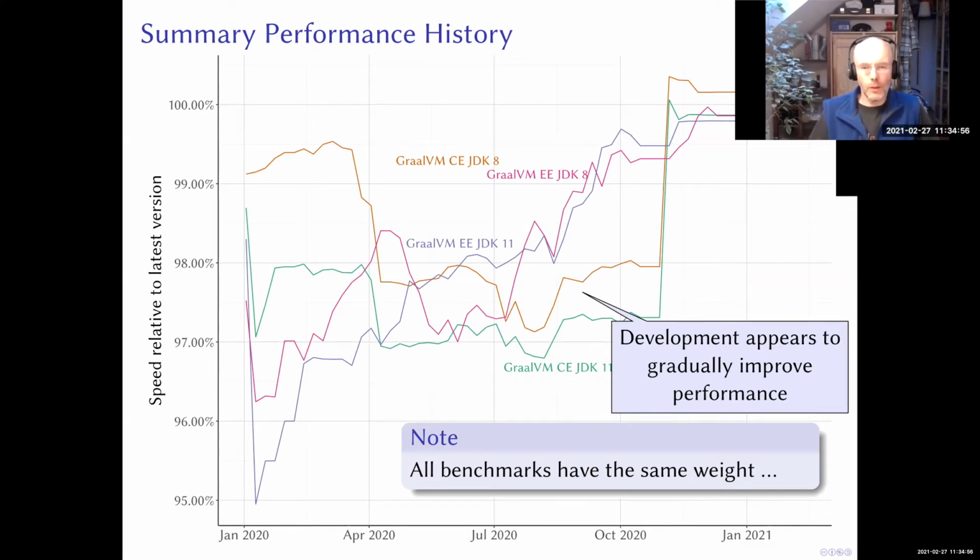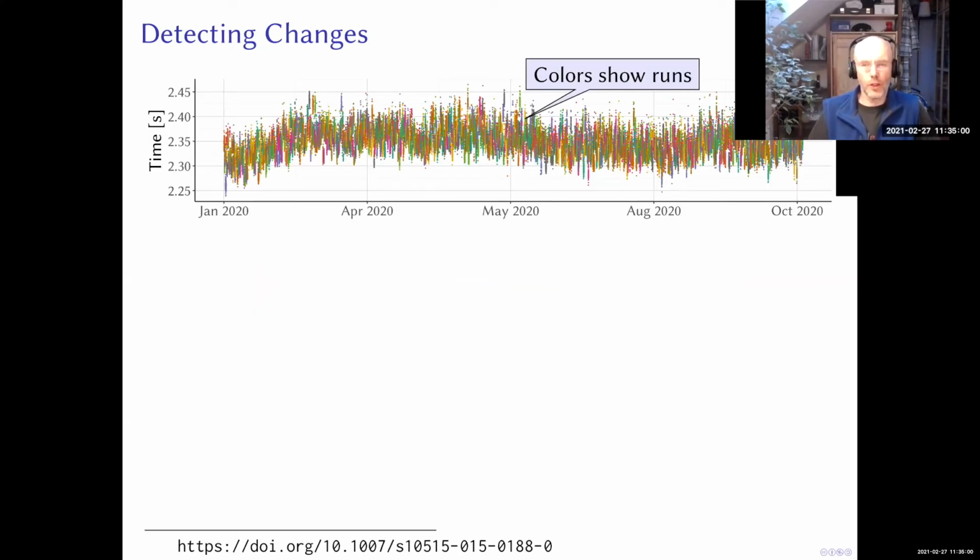So if we want to look at individual benchmarks, obviously the problem is how to detect changes. Here is one plot where the x-axis is time, so it's mostly versions, but also individual measurements. Each data point is a single number from a benchmark. The colors show moments where we restart the benchmark, so we measure each version multiple times, obviously.